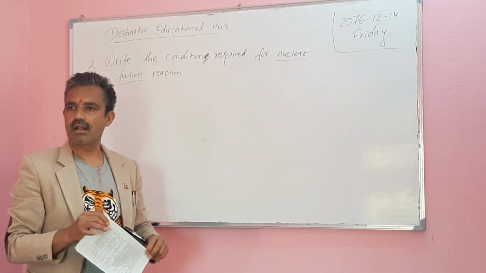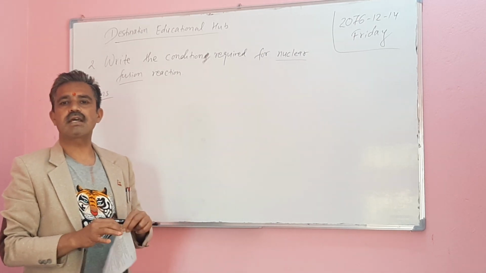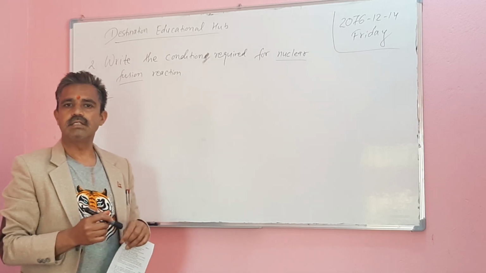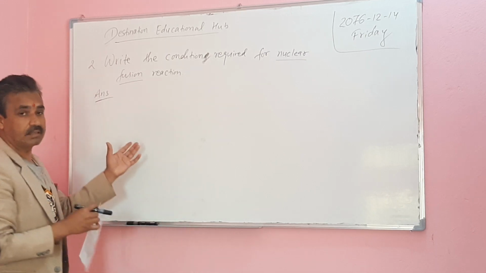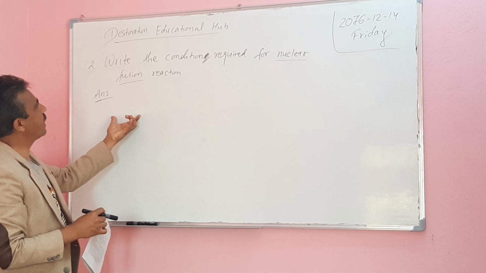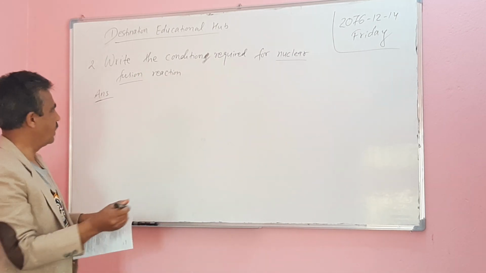Here we have to remember Einstein's mass energy relation, which is stated as E equals mc squared. But that will be discussed when the question comes. Our concerned matter is the conditions required for nuclear fusion reaction. Okay, so what is the answer?